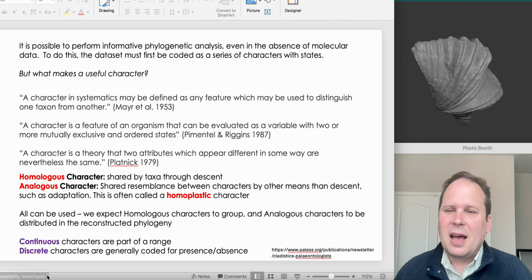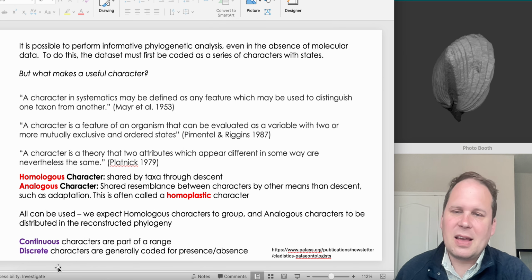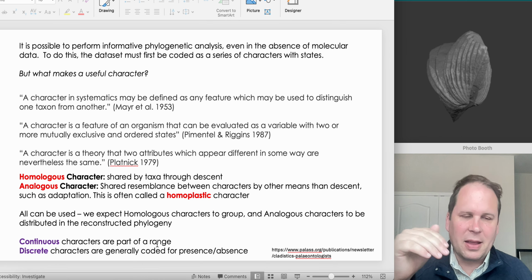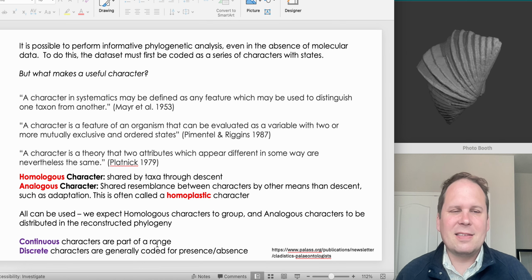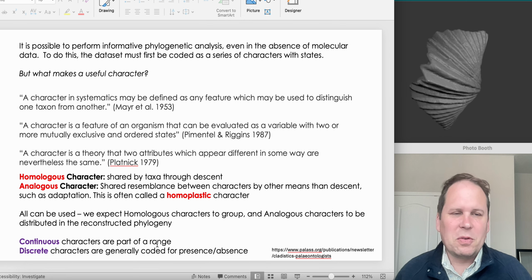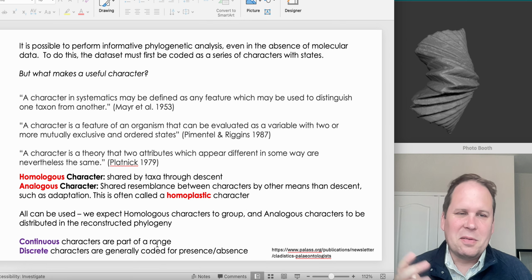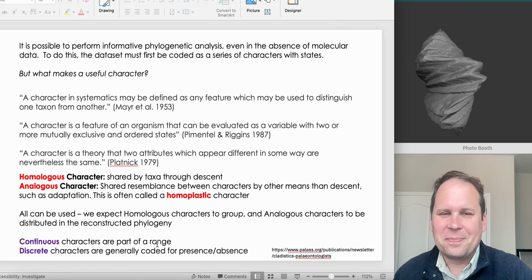So discrete characters, usually coded for presence or absence, occasionally type. Continuous characters are part of a range, and you just put the number in there because there are phylogenetic tree-making methods that can handle numbers in addition to discrete states, which would be like A, C, G, T on a DNA tree, or like, has a nose, doesn't have a nose on a character tree.